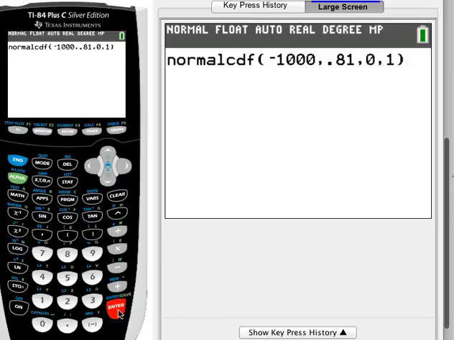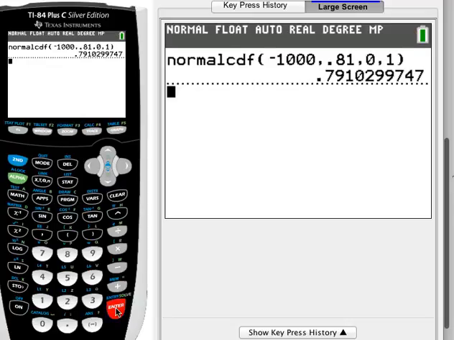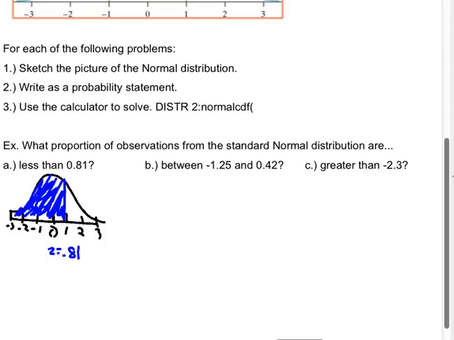If you guys have an older model, this is what you'll be typing in. You get an area of 0.7910, okay? When we're reporting these areas, usually we go to 4 decimal points, okay? So 79.1% of the data lies within that region, okay? We'll have a standard deviation or a z-score less than 0.81.